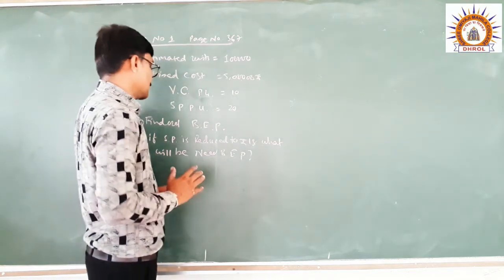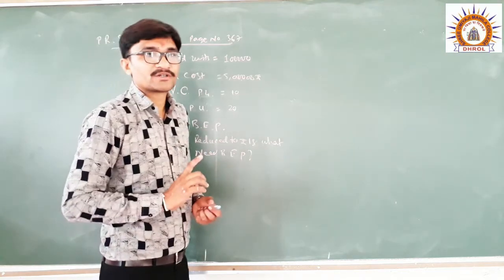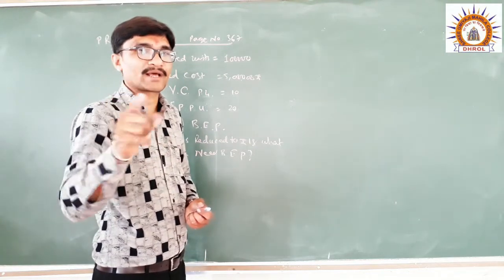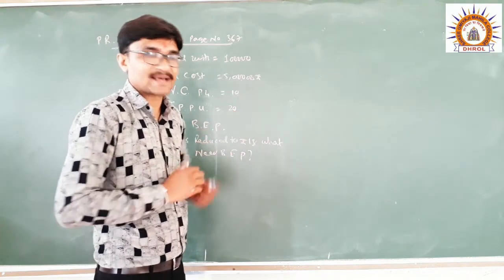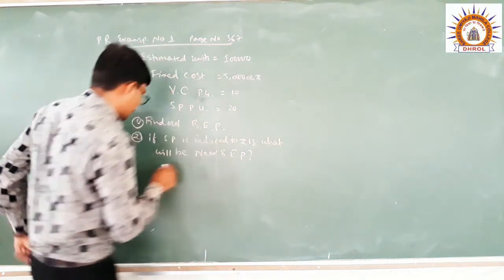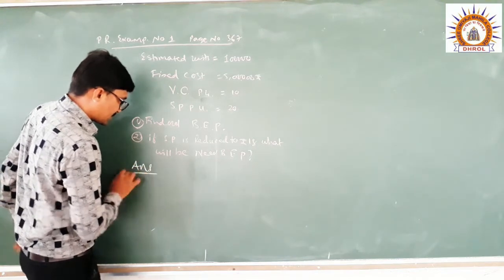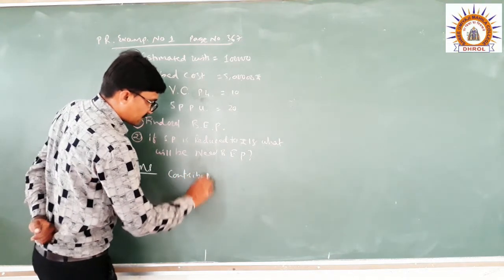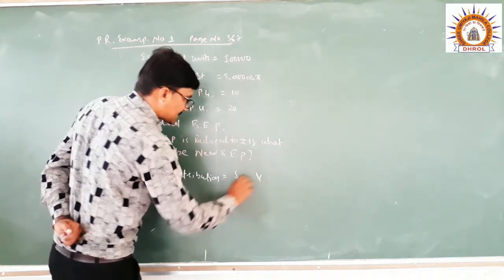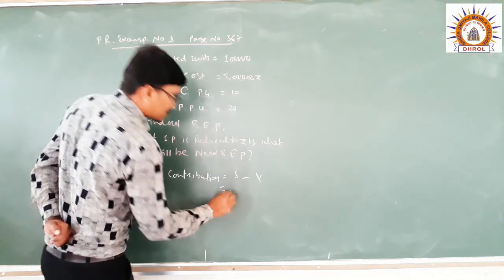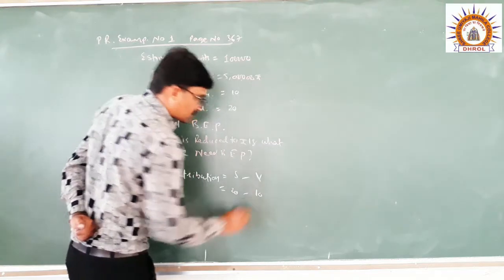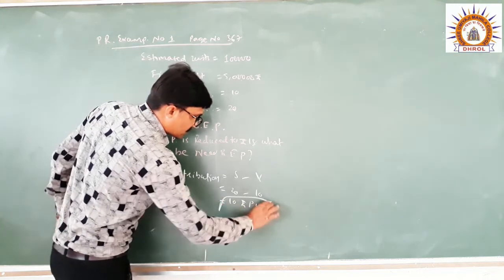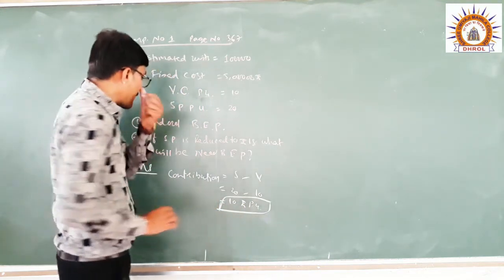So first of all, if you want to calculate the break-even point, you must find out the contribution per unit in each and every example. So first let us calculate the contribution per unit. Contribution is equal to S minus V. So here the selling price is 20 and the variable cost per unit is 10 rupees. So 10 rupees per unit, this is your contribution.